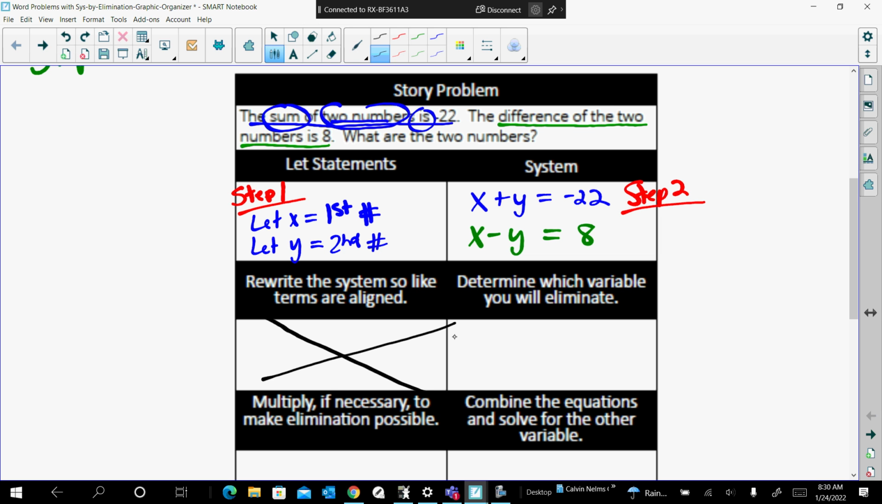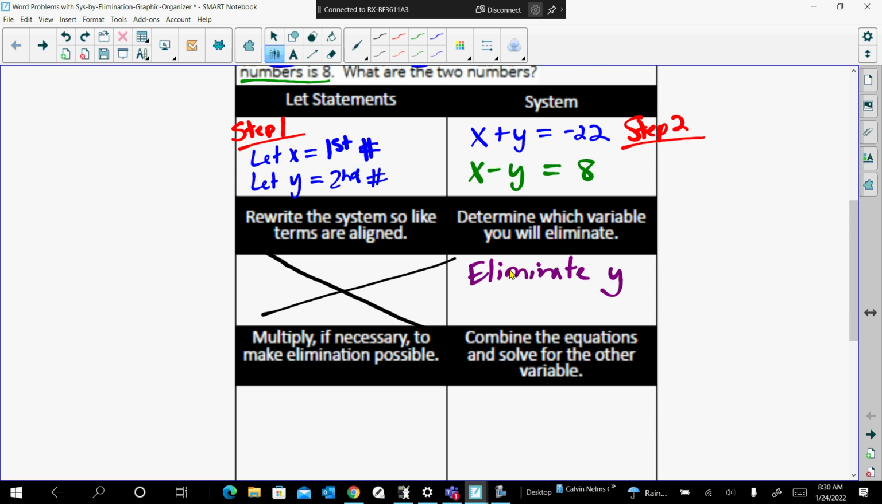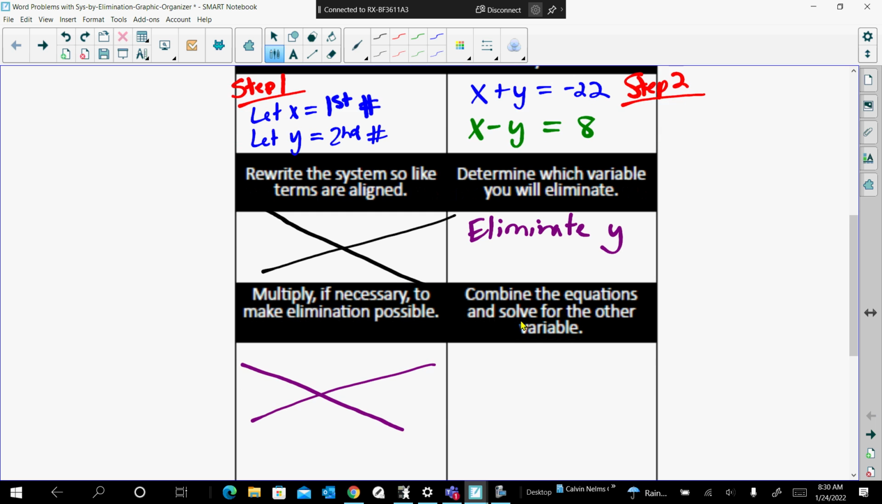What we're going to do is determine which variable you will eliminate. Based on what we have lined up, who could we eliminate here? Yeah, we need to eliminate the y because that's the one that's the opposite, right? So we are not going to need to multiply. It says combine the equations, solve for the other variable. So when I had my x plus y equals negative 22 and x minus y equals 8, I can eliminate the y. That is gone.